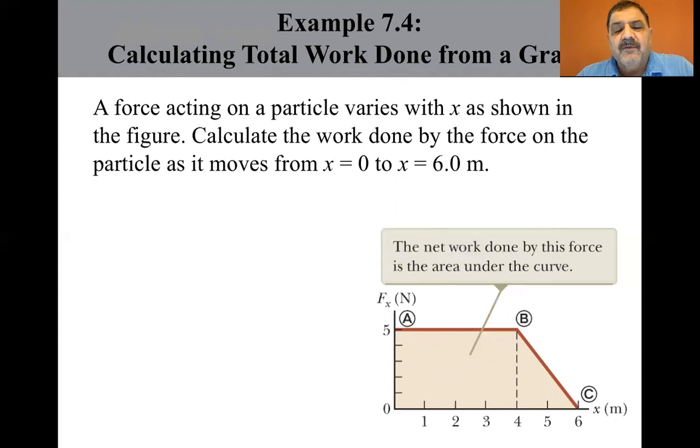Because the force varies during the motion of the particle, we must use the techniques for work done by varying forces. In this case, the graphical representation can be used to evaluate the work done.